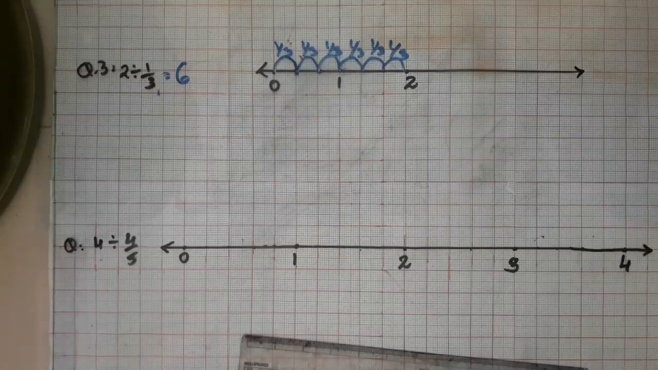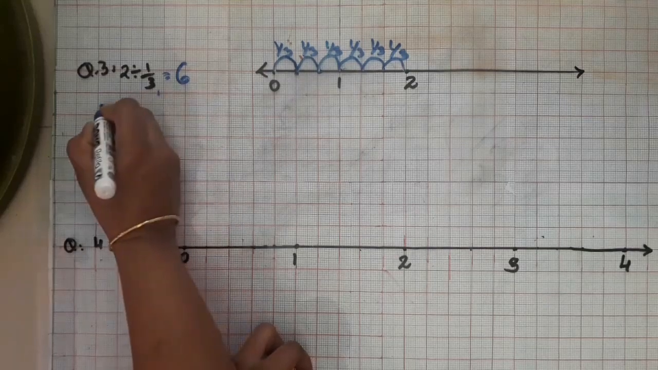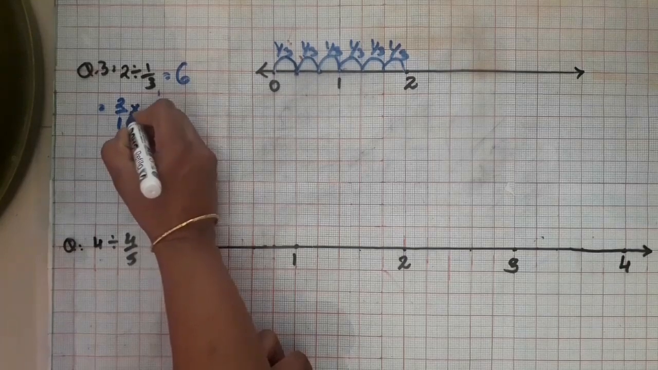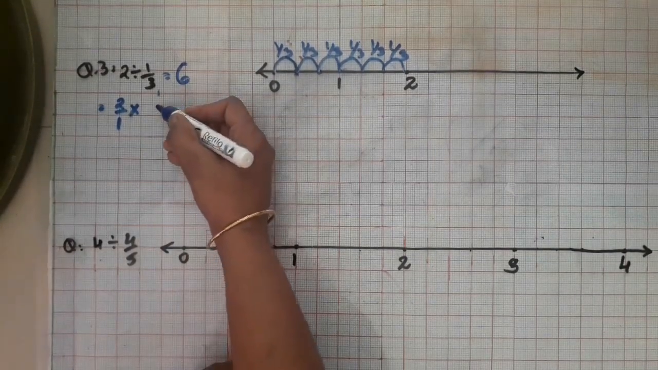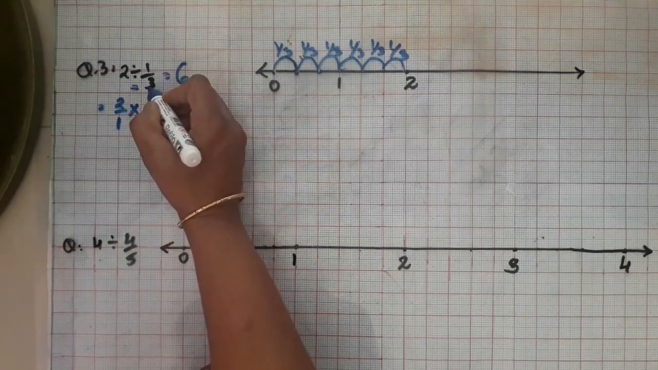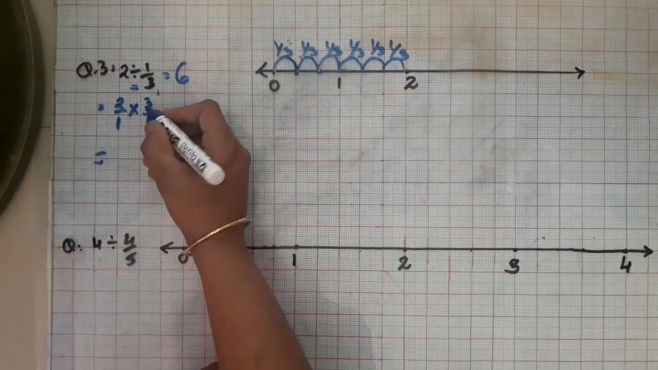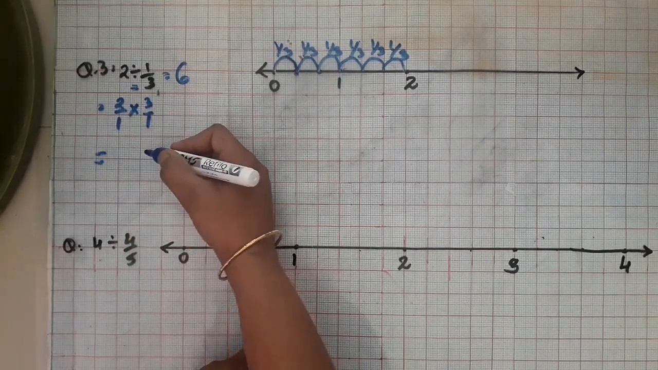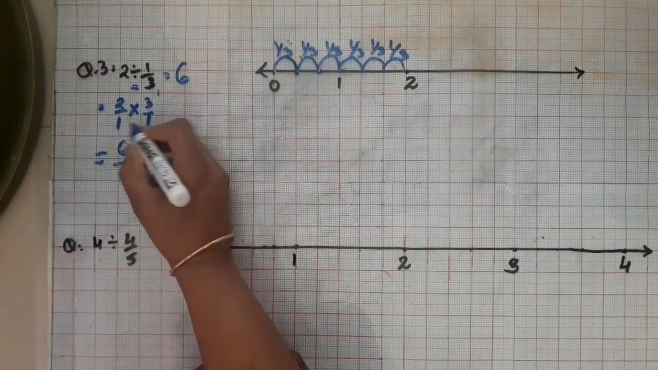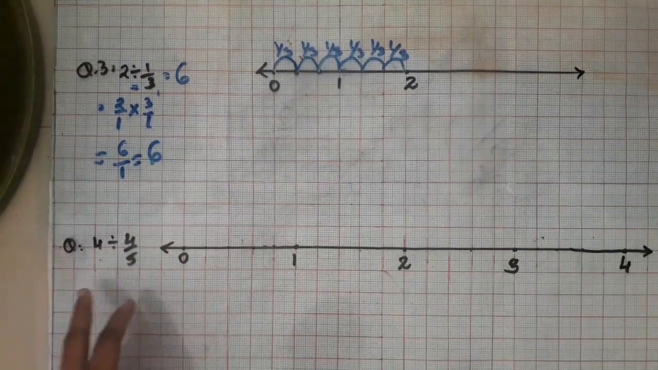And otherwise also you were doing like this, if you remember. You were writing it as 2 upon 1, and in place of division you were writing multiplication and then the reciprocal of the number given after the division sign. So 1 upon 3 will become 3 upon 1, and now numerators are to be multiplied as well as denominators are also to be multiplied. So 2 3s are 6 and 1 1s are 1. So you have it as 6. Come to the next question.